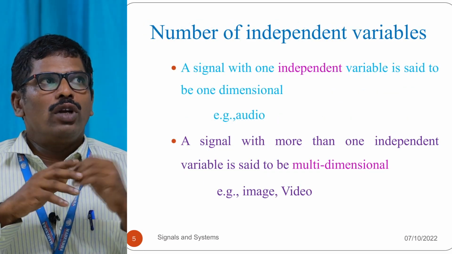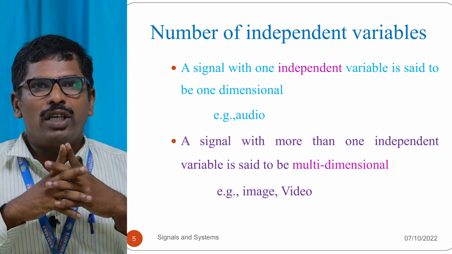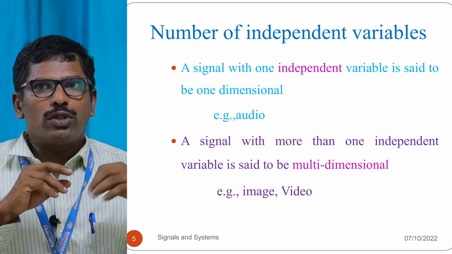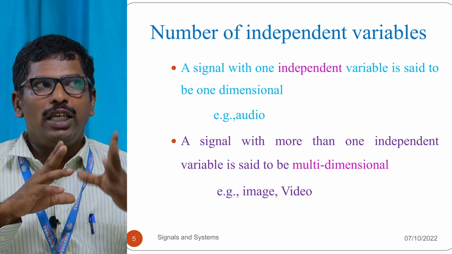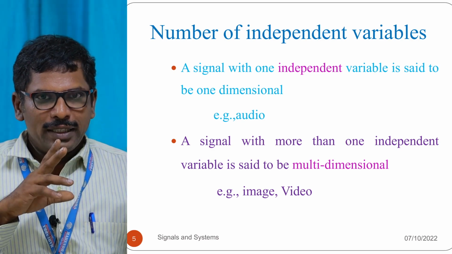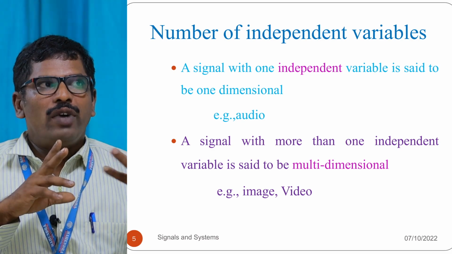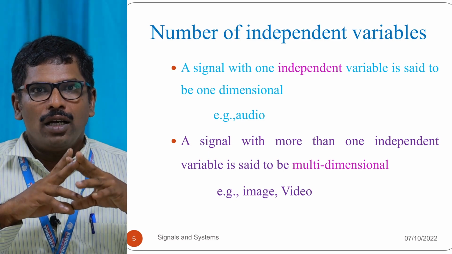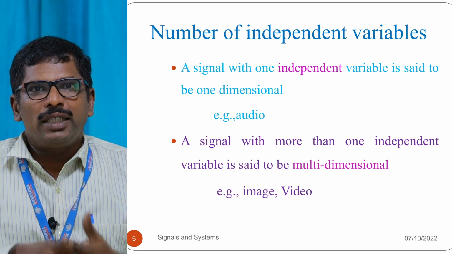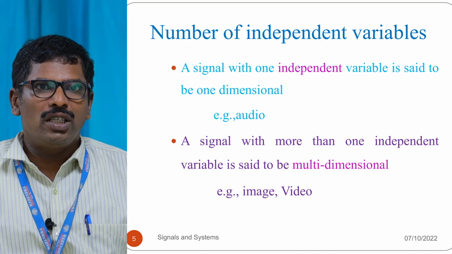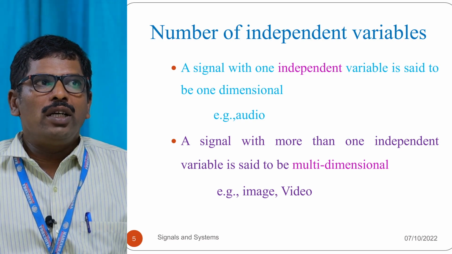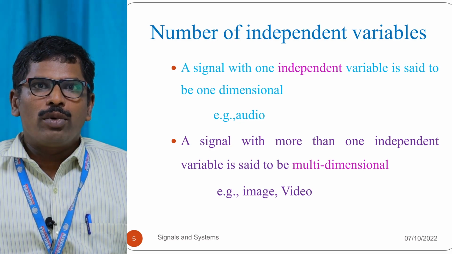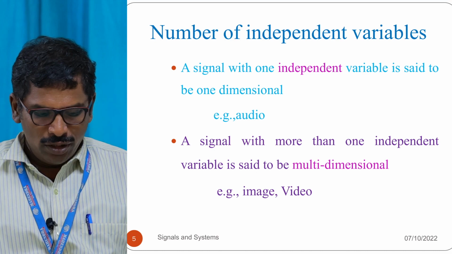Next slide. Let us now see the classification of our independent variables. If a signal has only one independent variable, for example one function with respect to a value, then we call it a one independent variable signal, and that is called a one-dimensional signal. An example of a one-dimensional signal is an audio signal, that's all. Next, a signal with more than one independent variable is called a multi-dimensional signal. Examples of a multi-dimensional signal are our image as well as video.